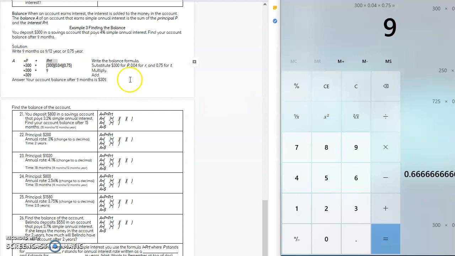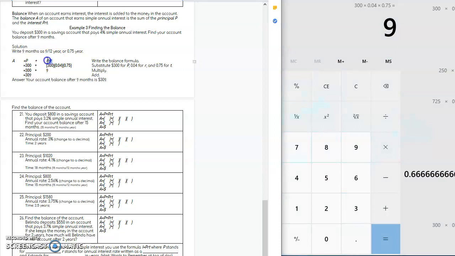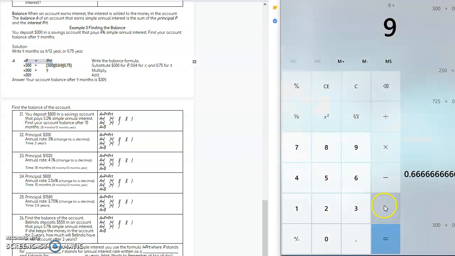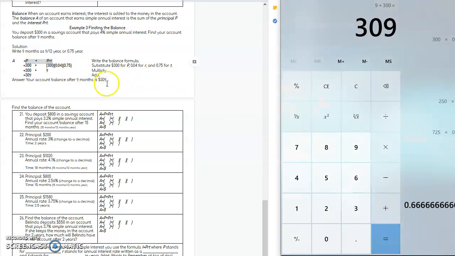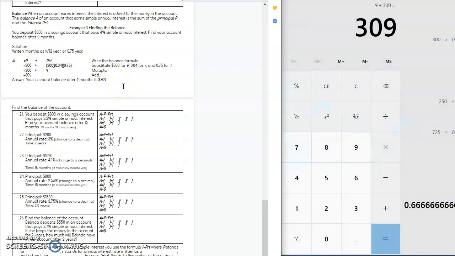But remember, we want to find the balance. So we found the PRT so far. We want to go back in and add the principal. So we're going to add our beginning balance of $300 to bring us to an ending balance of $309. The $300 we put in plus the $9 in interest we earned. After 9 months, that would be our entire account balance.